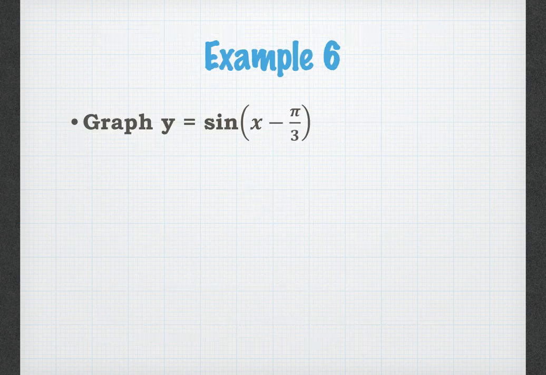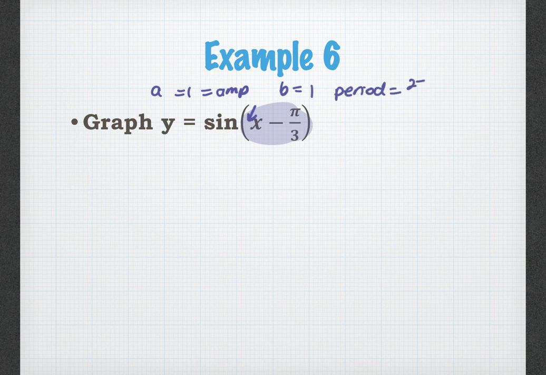I will know they are different because they have something added or subtracted inside the parentheses. That's how I know this has a phase shift. So I start the same way. A is 1, which is my amplitude. B is what's in front of the x, or attached to the x, that's 1. So the period is 2 pi over 1, which is 2 pi.